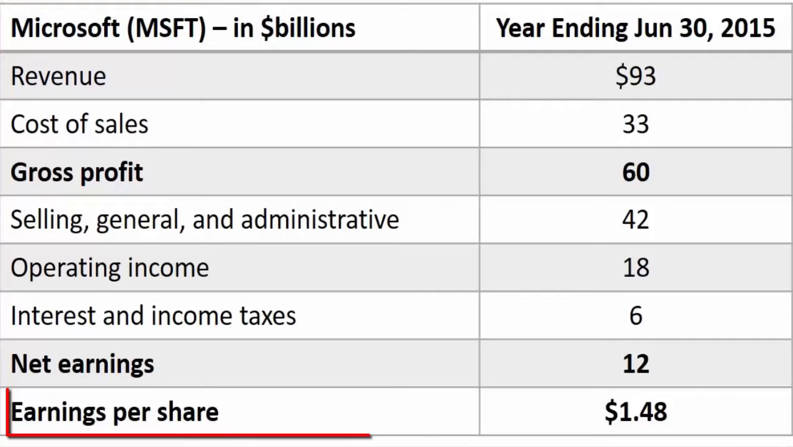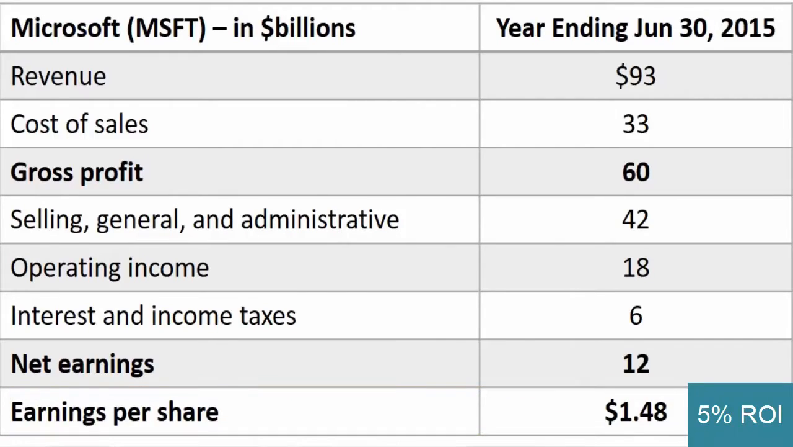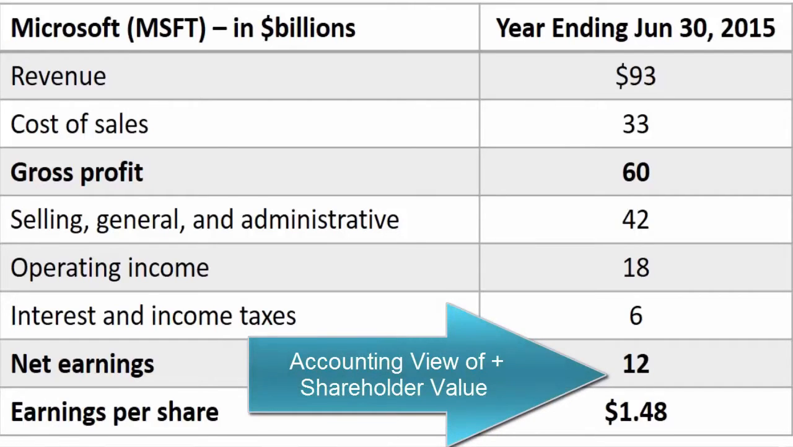Why so? Because a shareholder can take that $1.48 and compare it to their investment in the company. So if shareholders paid $30 per share and the company made $1.48 per share in earnings last year, the notional return on investment is 5%. But that's not entirely true because the shareholder probably didn't get that $1.48 in their hands, did they? That's true. The $1.48 is an accounting version of shareholder value creation.